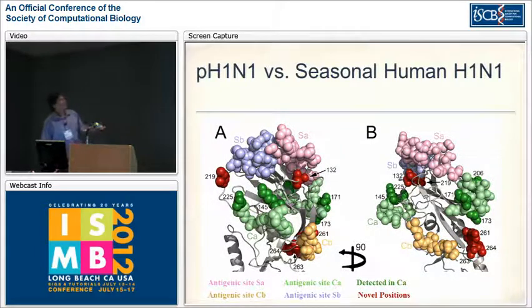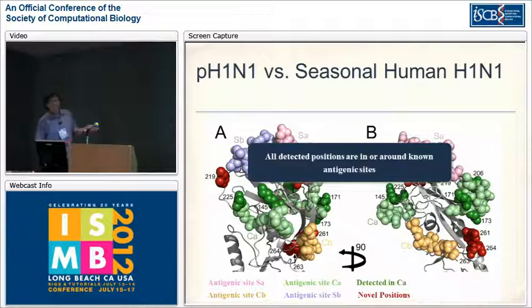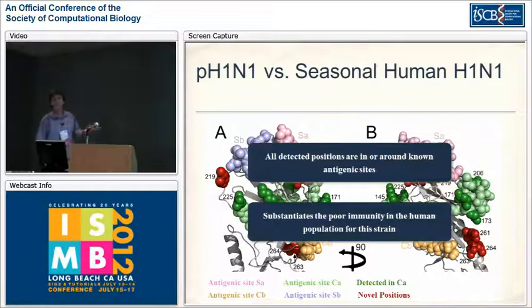Here is the overall picture of pandemic versus seasonal. What you see here is that for the most part, the detected positions are either directly on an antigenic site or very near an antigenic site. And that makes sense because they could change the stereochemistry of the sites, making it difficult for the immune system to detect these positions. And that's in line with the fact that the human population was not immune to this particular strain.